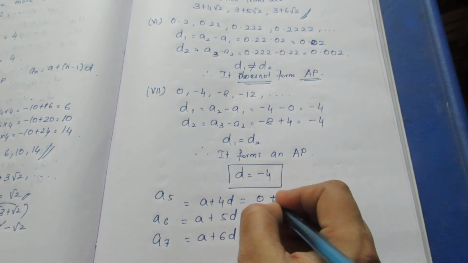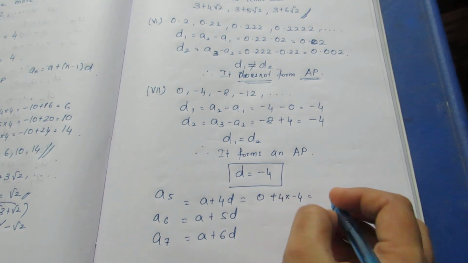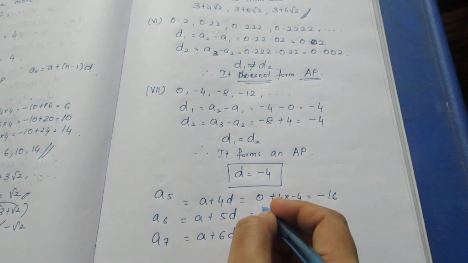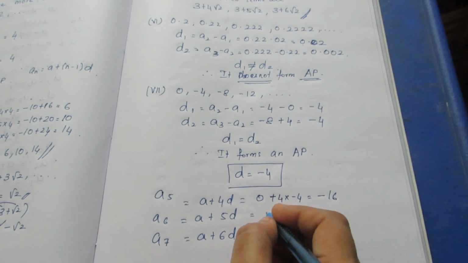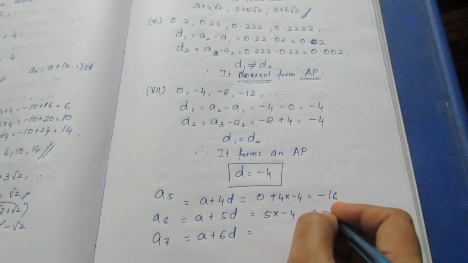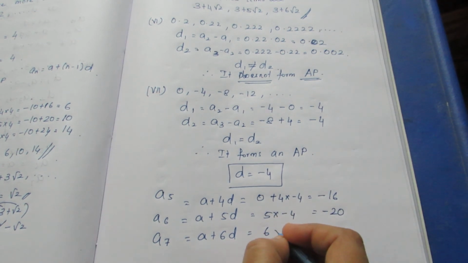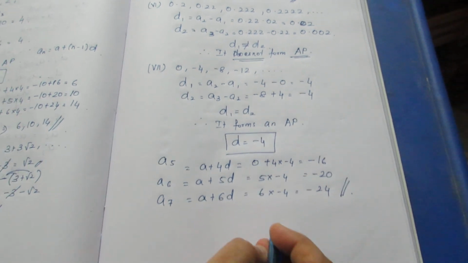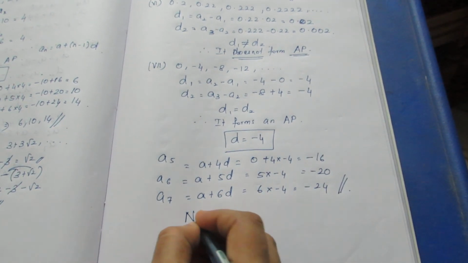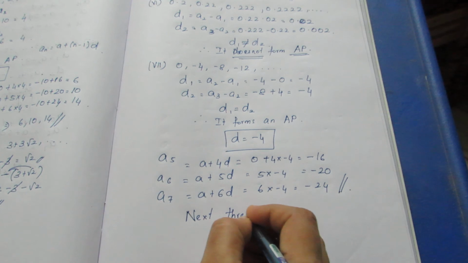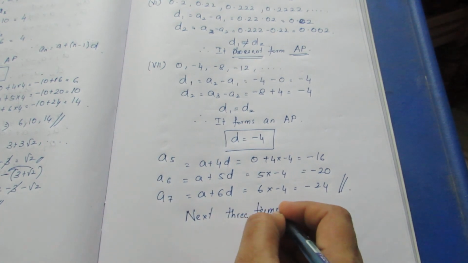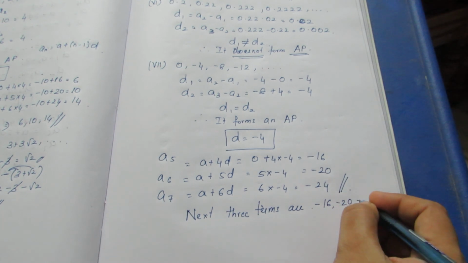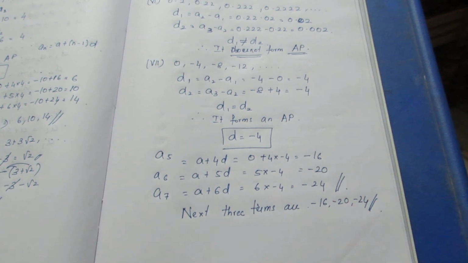A is 0, plus 4 into minus 4 is minus 16. With 0 you can leave the 0, because 0 plus any number will give you the same number. So 5 into minus 4 will become minus 20. 6 into minus 4 will become minus 24. So these are the three terms. Write it as next three terms are minus 16 comma minus 20 comma minus 24. That's all with the seventh sum.